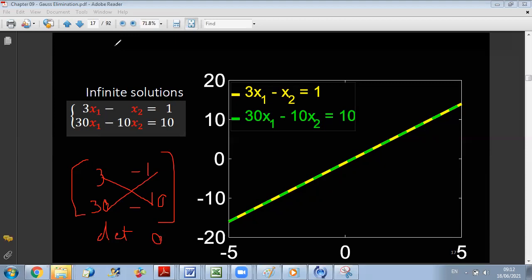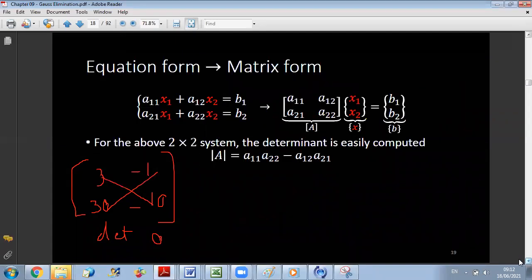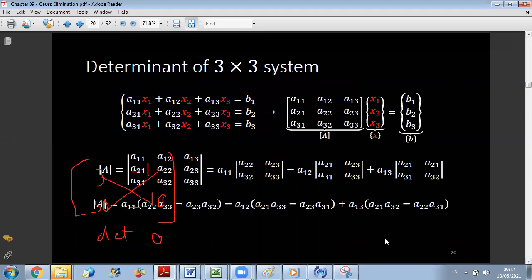Of course, using Cramer's rule with a determinant of 0 will not work, because you cannot divide by 0.